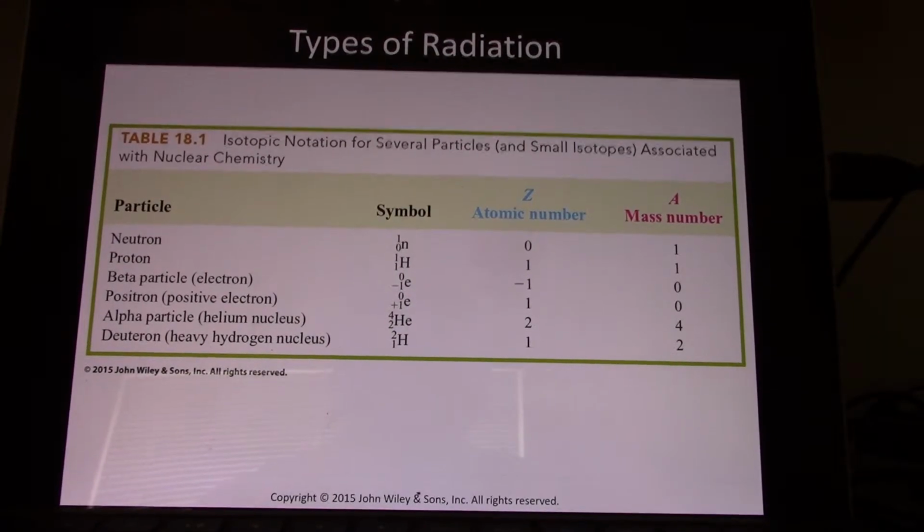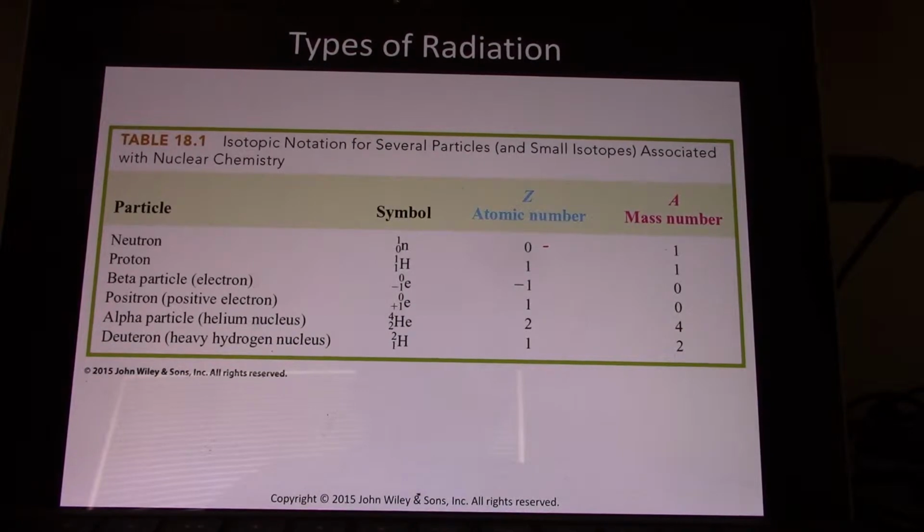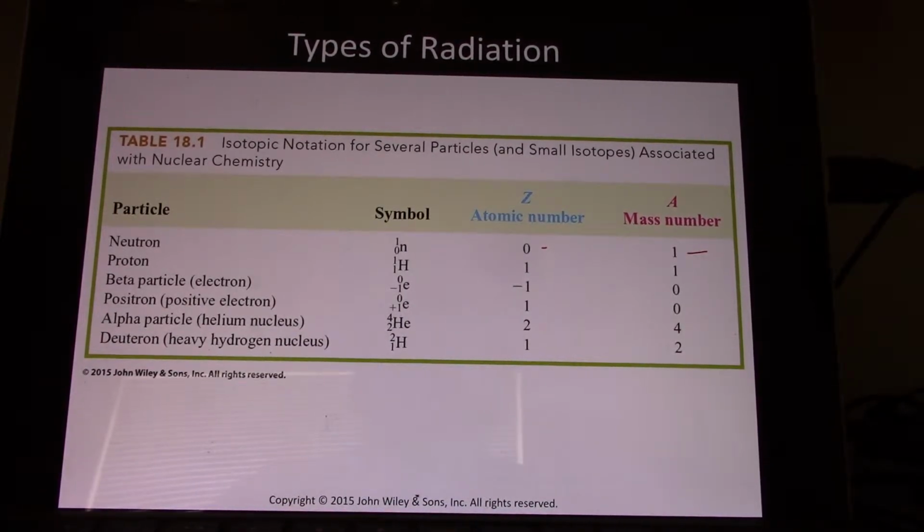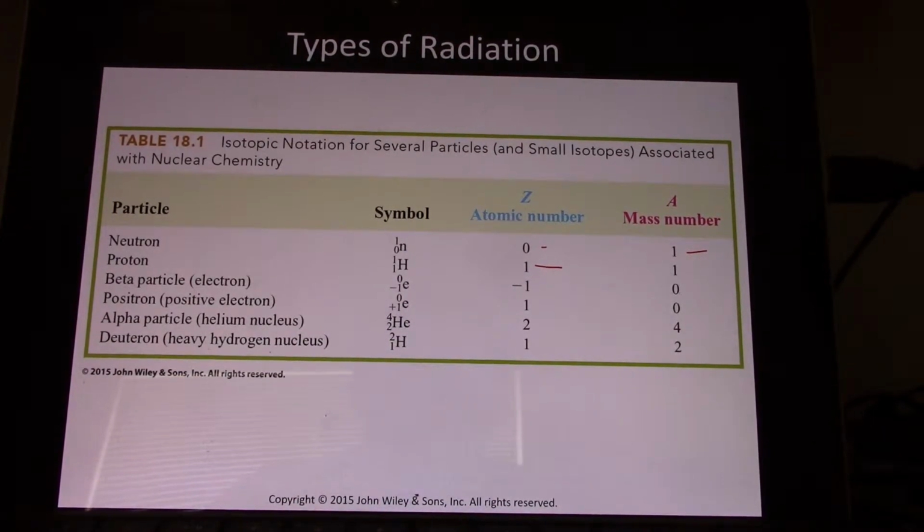Here we see different symbols. A neutron has no charge and a mass number of 1. A proton has a charge of +1, Z is +1, and a mass number of 1.